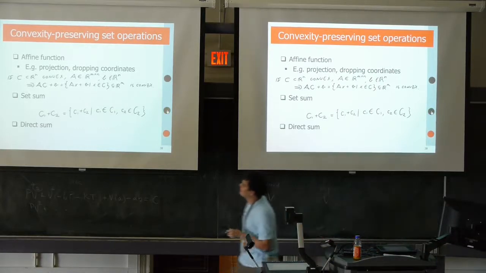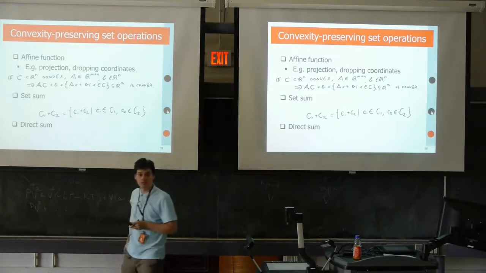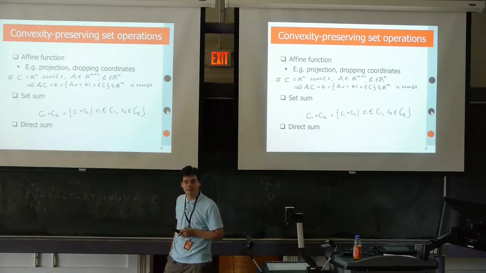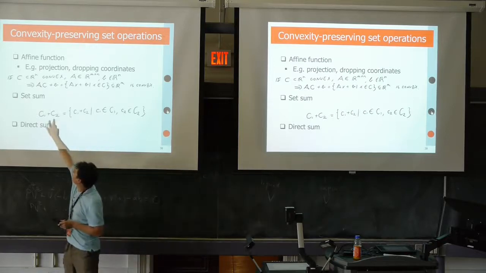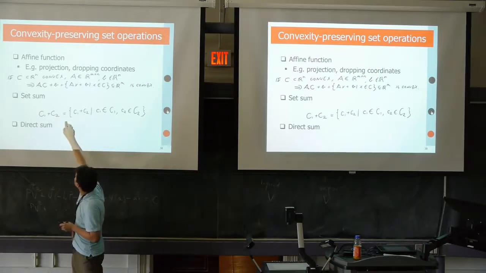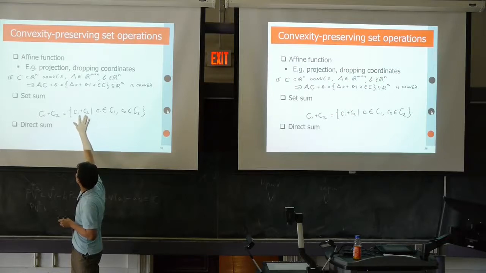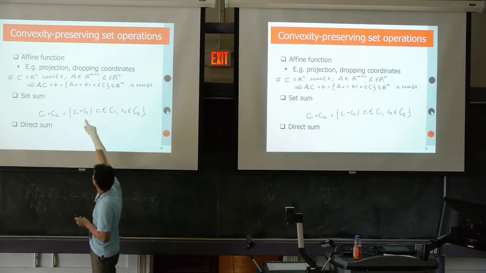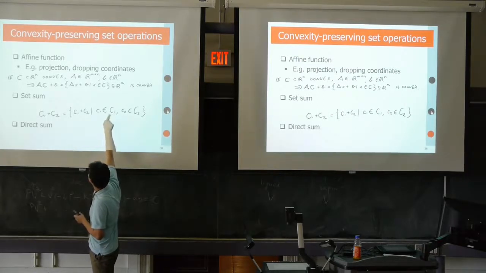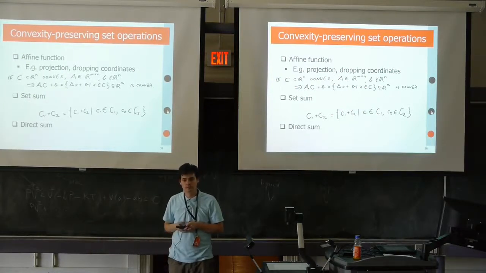So the set sum, if C1 and C2, they are two convex sets, then C1 plus C2 will be convex set as well. So what do I mean on the set sum? This is a set of vectors that are in the form of c1 plus c2, where c1 is all possible vectors from C1. So this one runs over all possible vectors in set C1, and this runs over all possible vectors in C2. Okay.